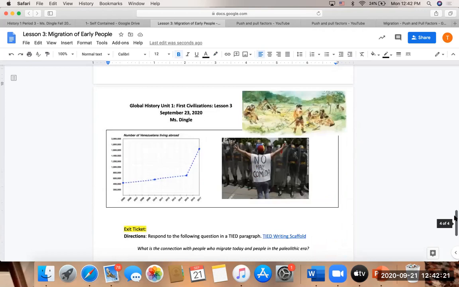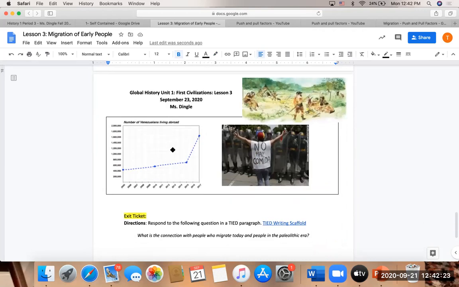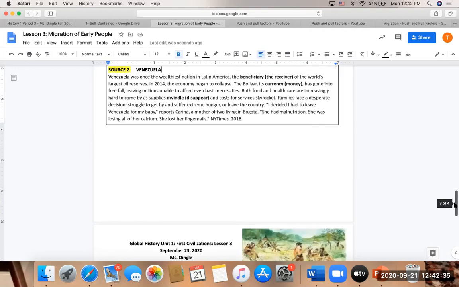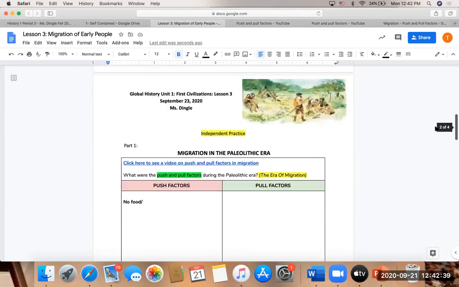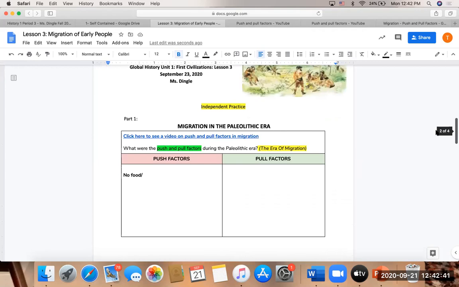There's a picture that comes with this to let you know exactly what's going on, and you can get a clear understanding of the numbers and how things were moving. But the text is more than enough to help you understand exactly what the push or pull factors are around Venezuela. So that is the end of your guided practice video.